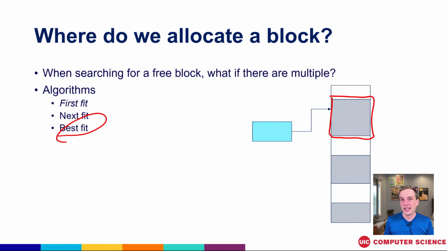So best fit gives us a very high runtime. It's going to be very inefficient in time, especially if we're going through a linked list, right? But it is going to be very efficient in space because you're going to say, you know what?